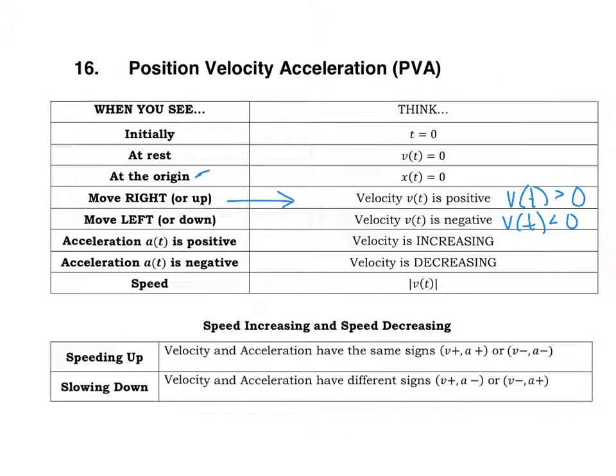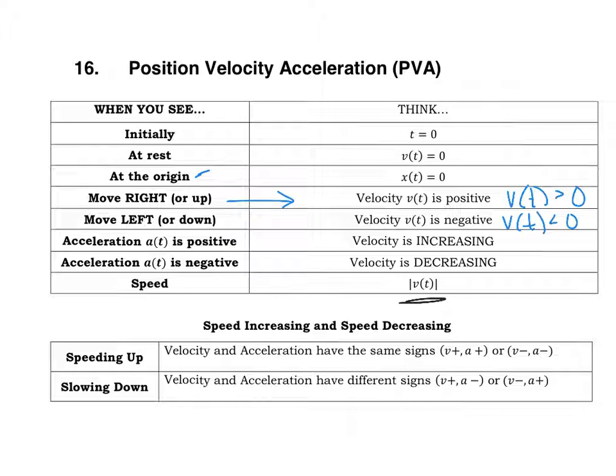If your acceleration is positive, that means you should be thinking the velocity is increasing, right? Because if we were thinking about the acceleration sign chart, what came before it was velocity. In order for acceleration to be positive, that meant the velocity graph had to be increasing. So velocity is increasing, that means acceleration is positive. Velocity is decreasing, that means acceleration is negative. And then if you see the word speed, just remember that's the absolute value of velocity. So it's not going to be any negative numbers there.